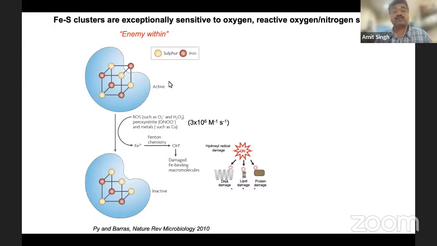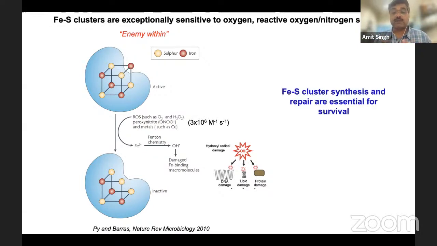So it's a very unique situation where you need iron sulfur clusters for your own metabolism, respiration, and growth. But because they are very sensitive to redox-mediated damage, it's a situation like an enemy within, where, if there is uncontrolled ROS around, or deregulation of iron sulfur cluster biogenesis, you will see Fenton chemistry playing its part, and it can generate hydroxyl radical to damage lipids, protein, and DNA.